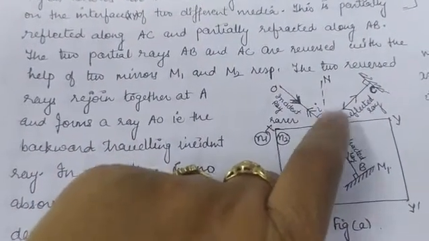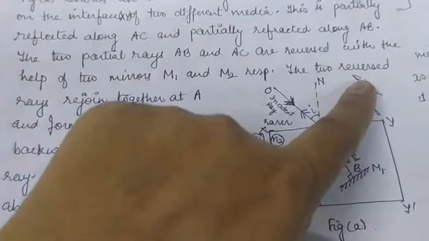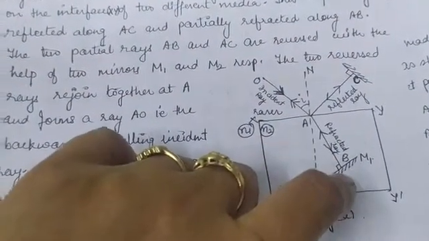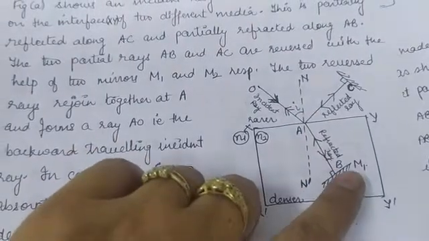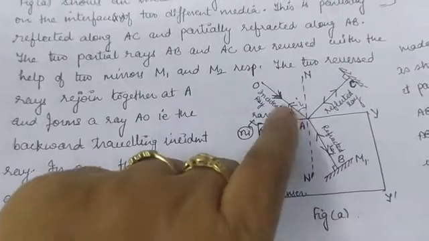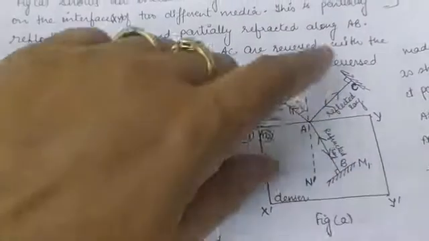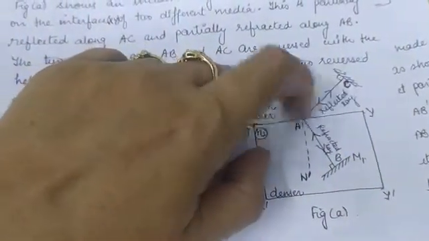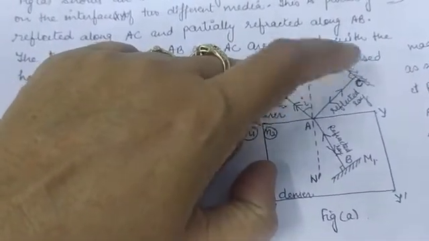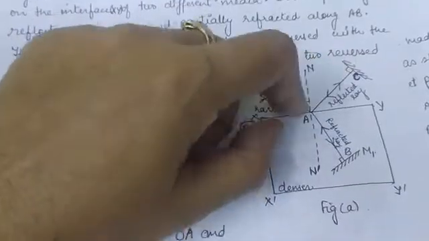At point A, this beam is split into two partial beams. The first one, which is the reflected beam, travels along AC, and the second one, which is the refracted beam, travels along AB. So what I do, I put perfectly polished mirrors, M1 in the path of the AB beam and M2 in the path of the AC beam. These two mirrors have been placed at 90 degrees to the beams AB and AC respectively.